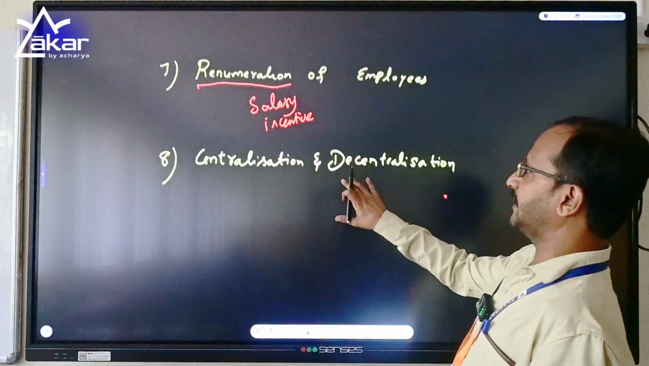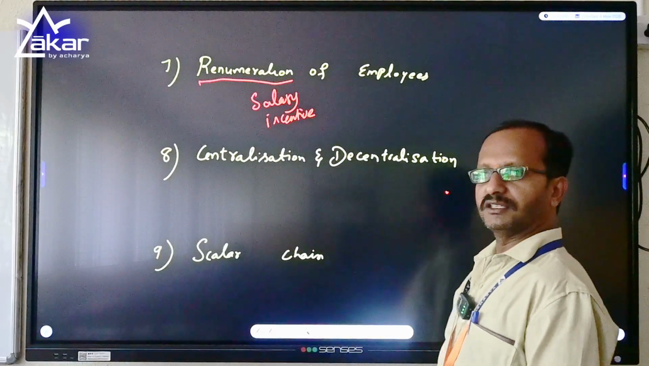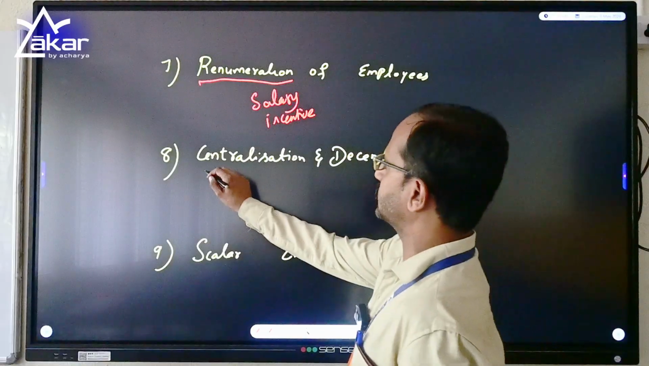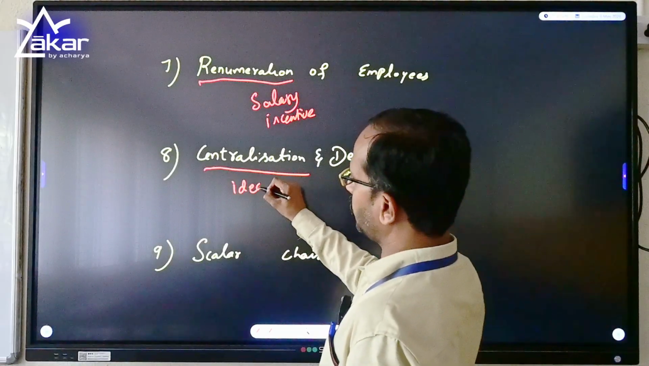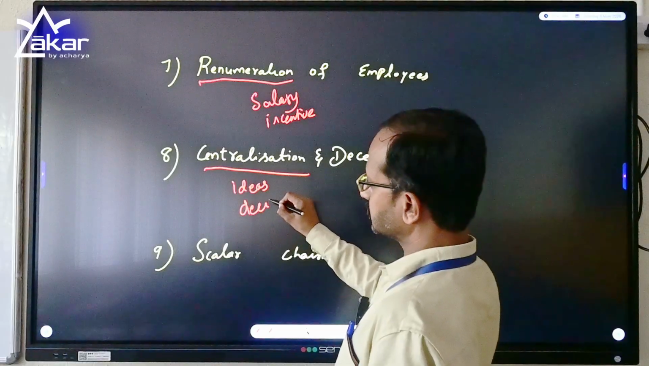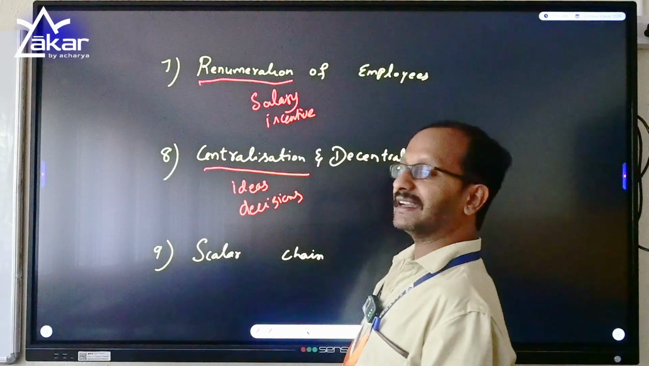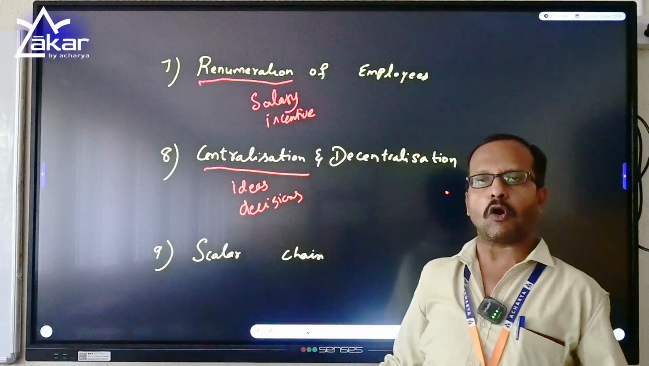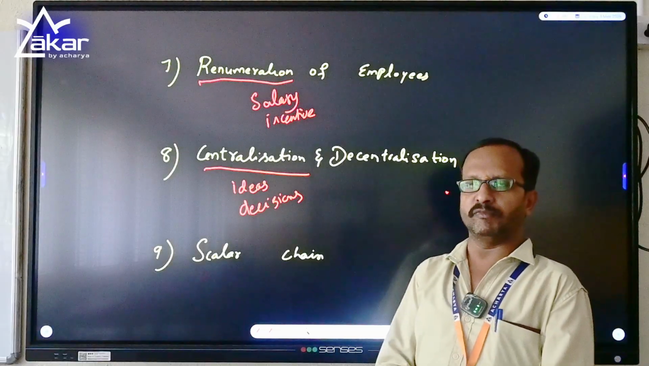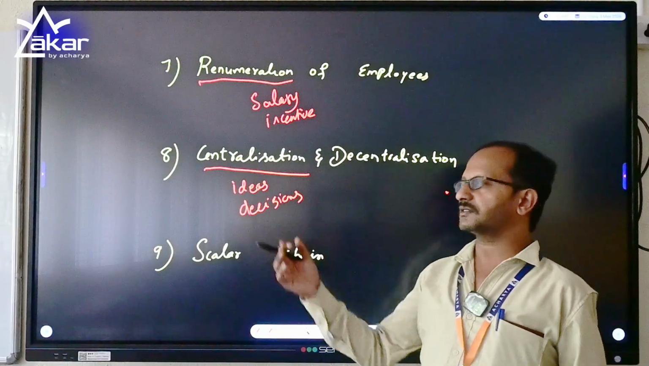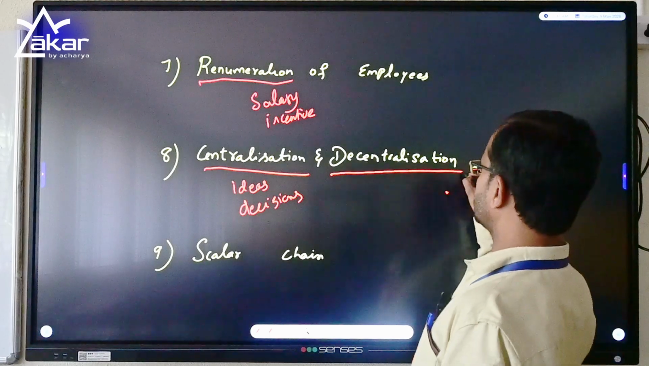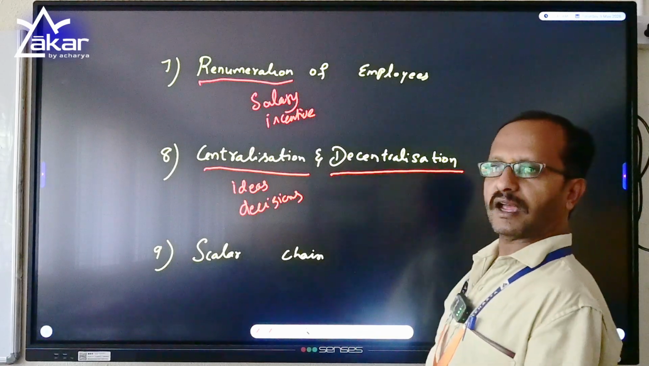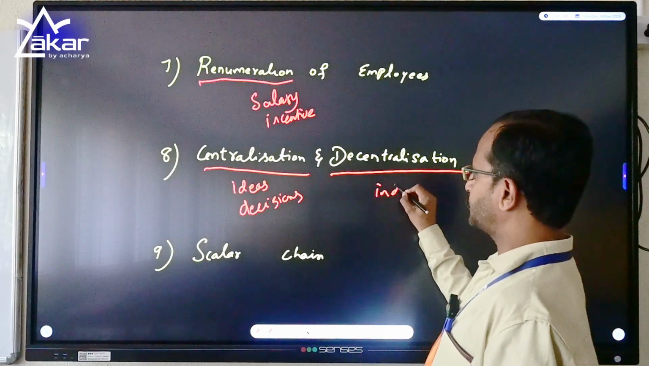Centralization and decentralization. Centralization is the system of management in which ideas and decisions are taken out by the centralized system. Group of all the departments will interact with each other and collect the decisions, opinions or ideas. And decentralization is quite the opposite: ideas will be shared individually.